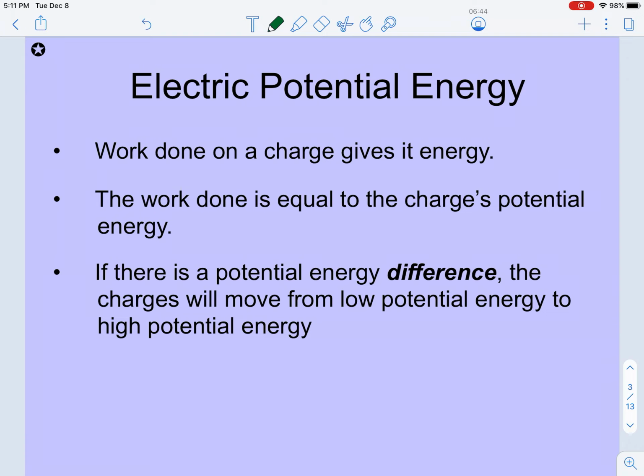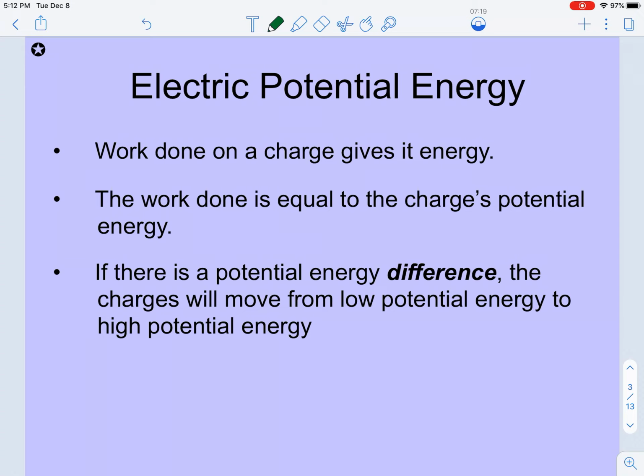All right, so now let's talk about something called electrical potential energy. Work must be done on a charge in order to give it its energy. Remember, we learned work and energy, and the concept of work being performed, which is then transferred into energy, in a previous chapter. So we're going to take that same concept and apply it here. There must be work done on a charge in order for it to acquire some amount of energy. So the work that is done on the charge is equal to that charge's potential energy.